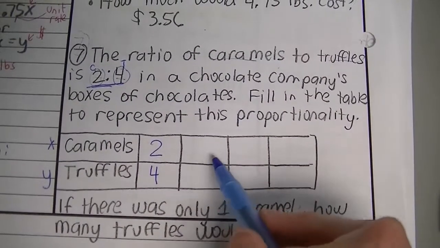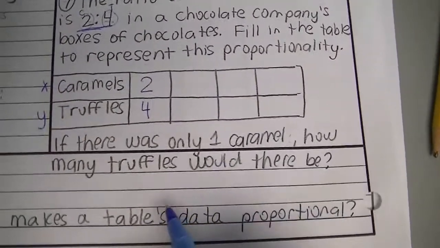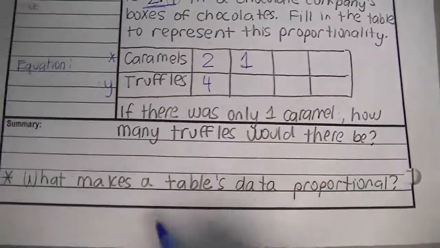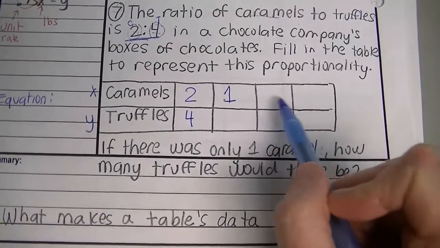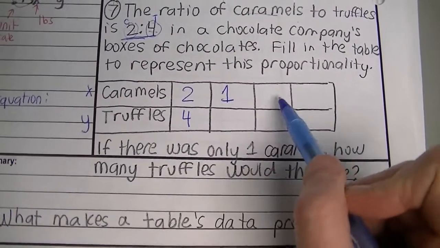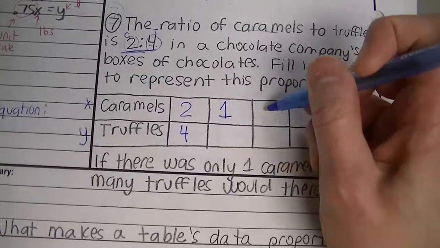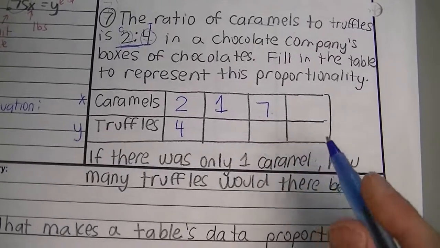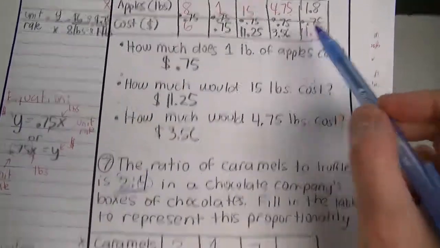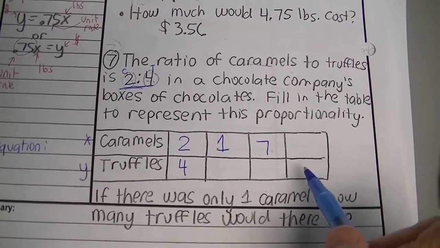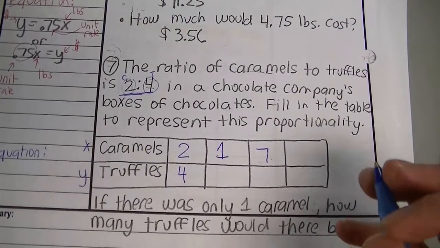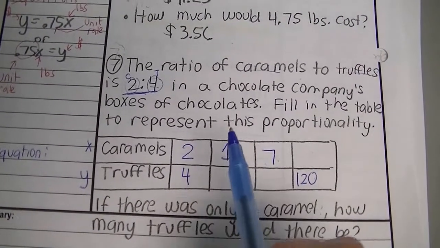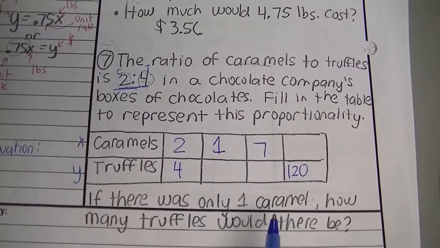So from there, I can just pick any values you want. If there was only 1 caramel, how many truffles would there be? Well, let's put that one right there. And then the other ones are blank, so you can pick any number you want for this. I'm going to go with 7. I'm curious, if I had 7 caramels, how many truffles would I get? And then I'm going to give it, like I did up here where I gave you the y value, I'm going to have you work backwards. So I'm curious, if I had 120 truffles, how many caramels would be in that company's box of chocolates?